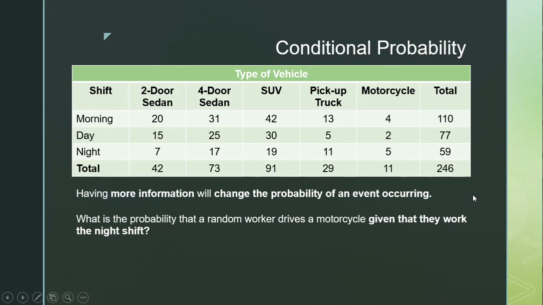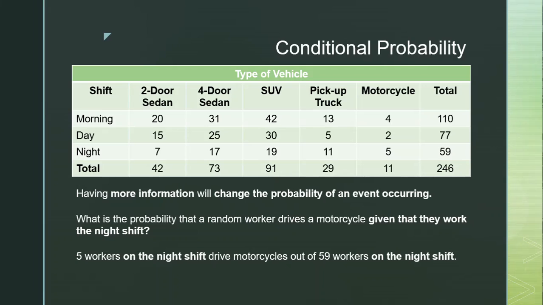Go ahead and see if you can figure out what is the probability that a random worker drives a motorcycle if it is given that they are a night shift worker. Okay, since we are only looking at this row right here, there are 5 motorcycles out of 59 workers total. So that probability is about 0.08 or 8%.